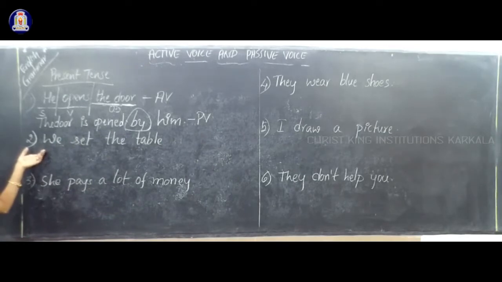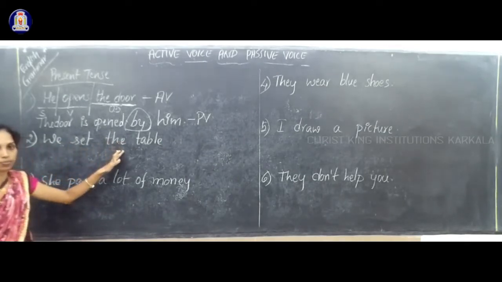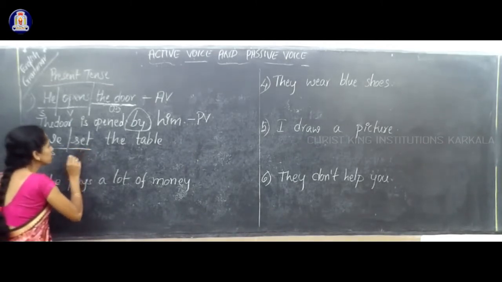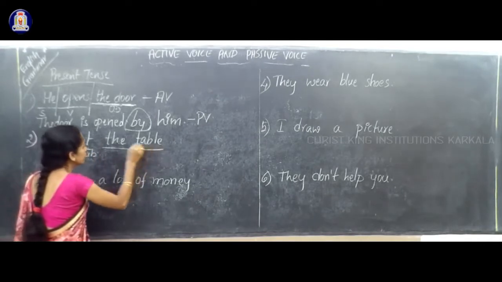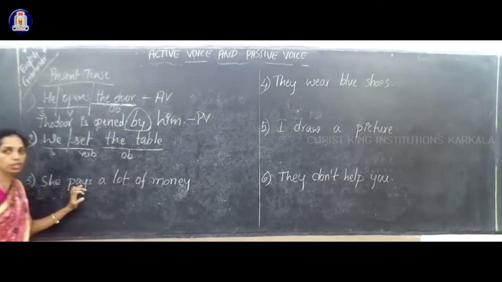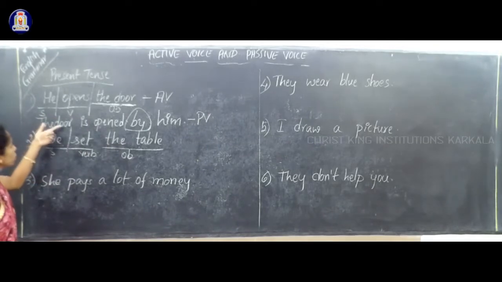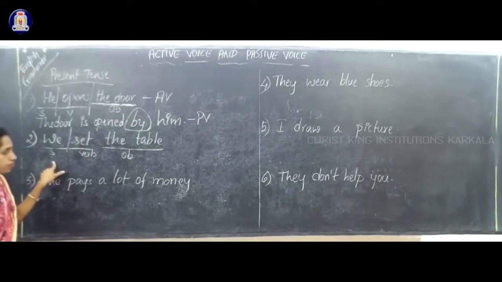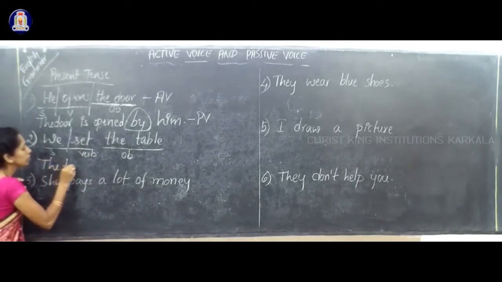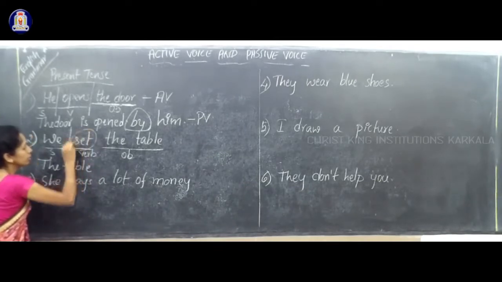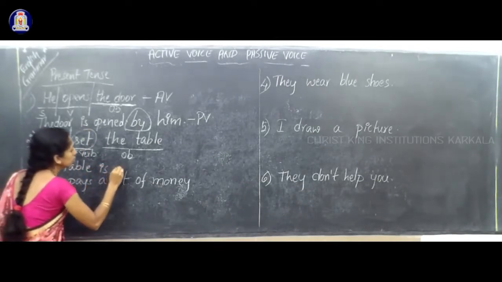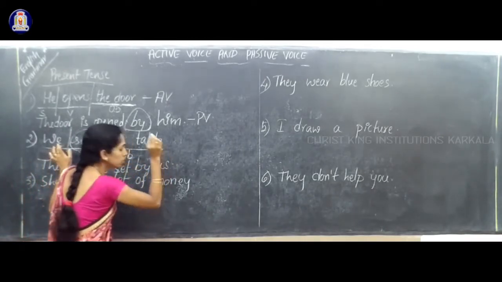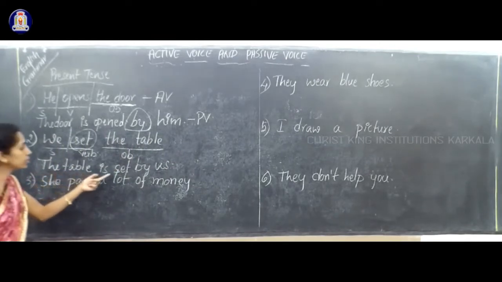Okay. Look at the next sentence. We set the table. Now, we is the subject. Set is the verb. The table is the object. Now, what we have to do? According to the previous sentence itself, we have to change the order of the words. So, let me write the table. The table is set by. We becomes what? Us. The table is set by us.